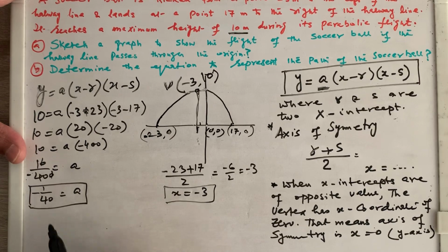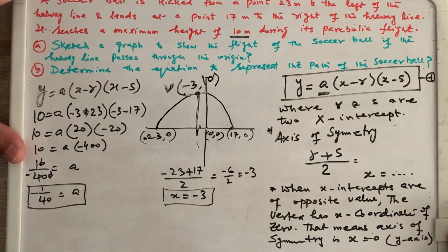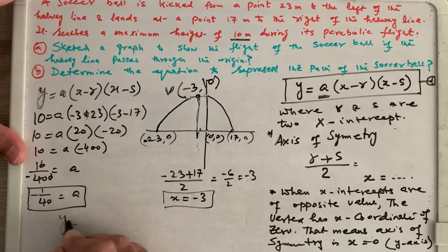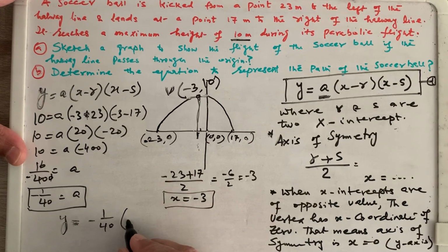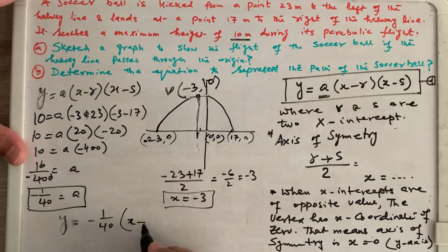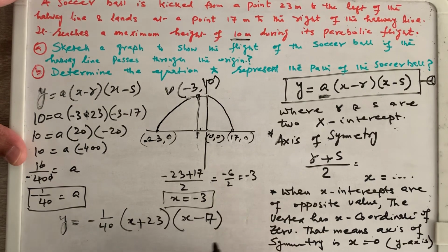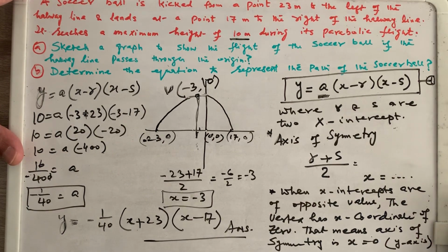Once we know the value of a, we can determine the equation to represent the path of the soccer ball. So we will substitute this value of a back into the generic equation for intercepts form. So what is my equation now? y equals minus 1 over 40 times (x minus r), but r is minus 23, so (x plus 23), and the second bracket (x minus 17). This is the equation of the path of the parabola where the soccer ball is traveling, right?